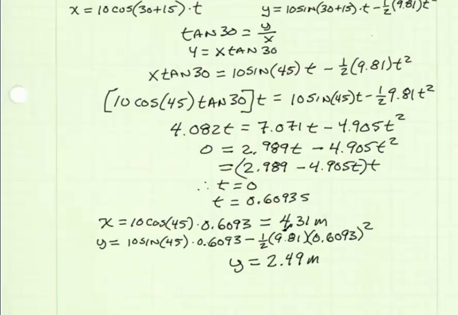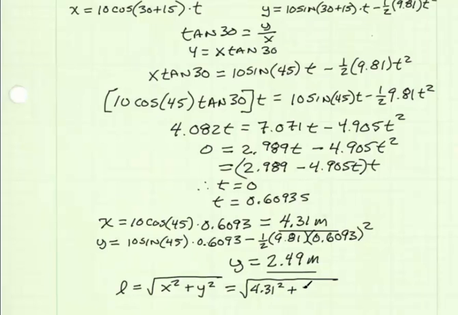So we have x and we have y, but we're looking for L, which is equal to the square root of x squared plus y squared, which will be the square root of 4.31 squared plus 2.49 squared, which equals 4.97 meters. So that is our length L that we were looking for, and that ends our problem.